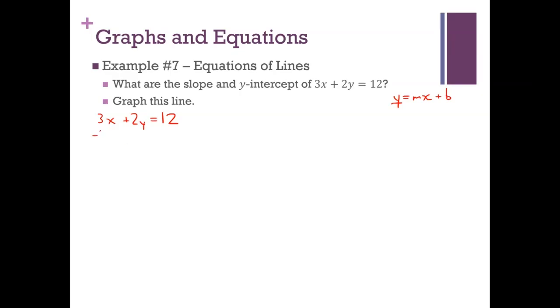And subtract 3x from both sides. So I get 2y equals negative 3x plus 12. So that was a step in the right direction. What next?